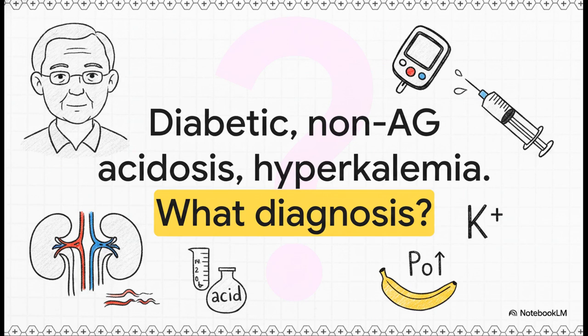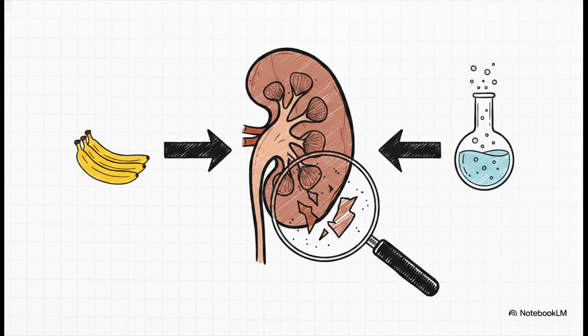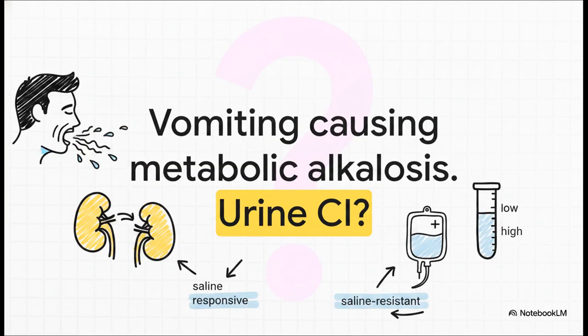Let's apply those vignette clues from earlier. You have an elderly patient with poorly controlled diabetes. They present with a non-anion gap metabolic acidosis, hyperkalemia, and mild renal insufficiency. What is it? It's type 4 RTA. That diabetes damages the juxtaglomerular apparatus, which leads to hyporeninemic hypoaldosteronism, and that perfectly explains both the acidosis and the high potassium. Last one, rapid review 3.